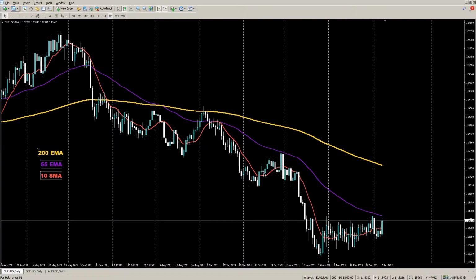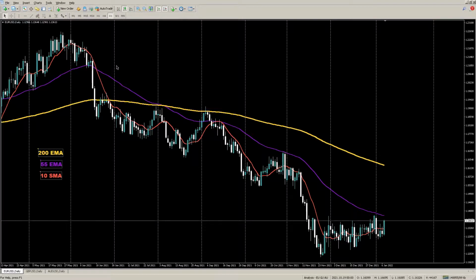This is just a 10 SMA representing the short term. You can actually put any shorter time frame, 13 or 15 or 8. That's up to you. The strategy can still be successful with whatever shorter term EMAs or simple moving averages that you use.